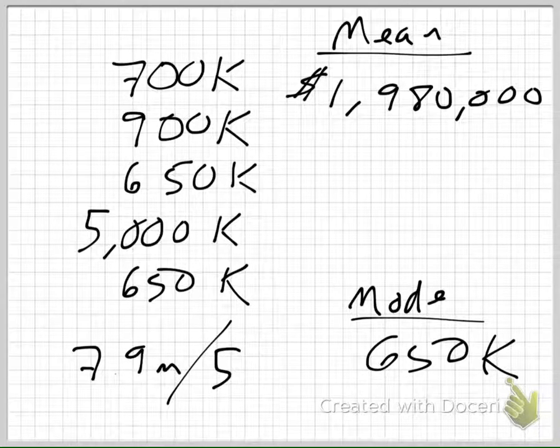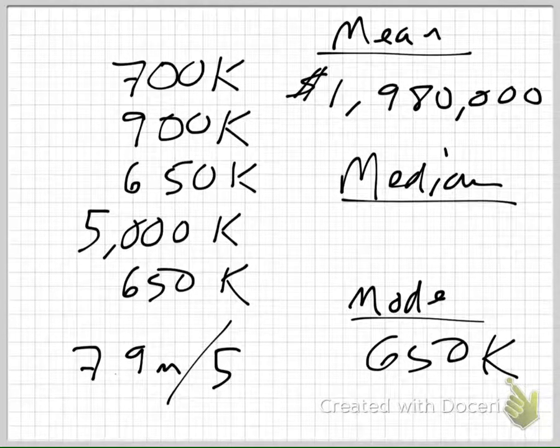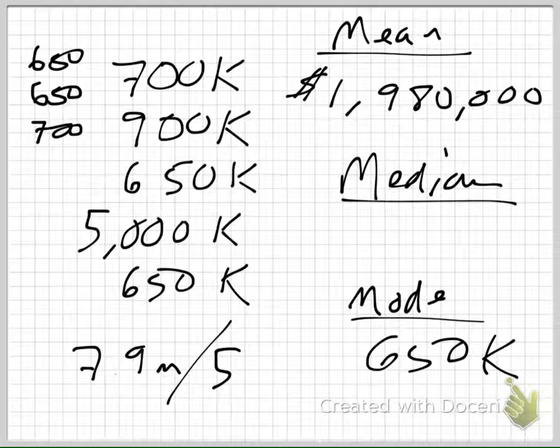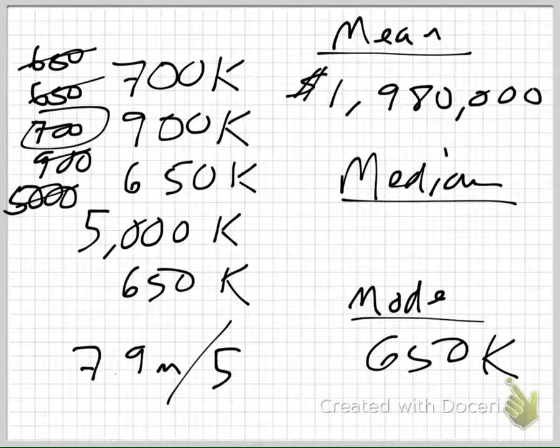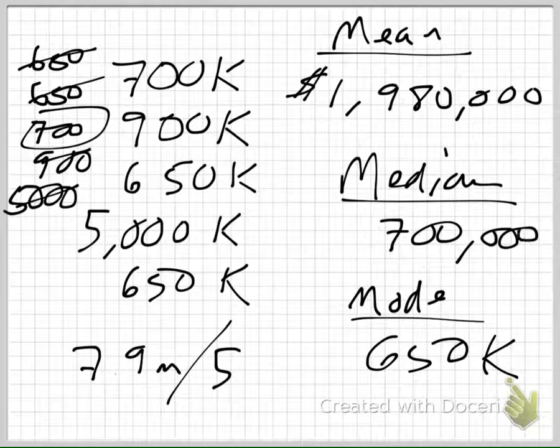Whenever you talk about housing prices, the other option is the median. You line them up in the middle, and that would be 650, 650, 700, 900, and then 5 million, right? And you go to the middle, 700, the median. What do you think they use when they're talking about housing prices? 700,000. They use the median.